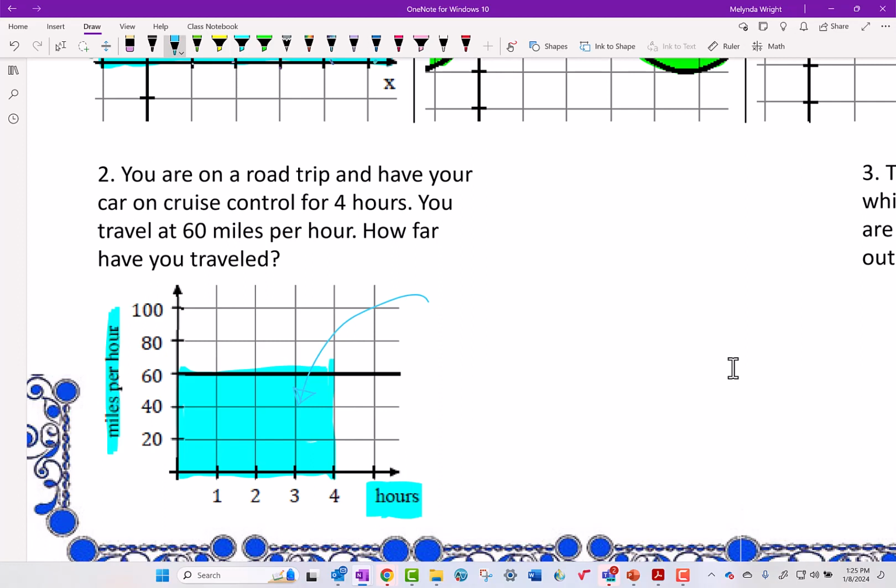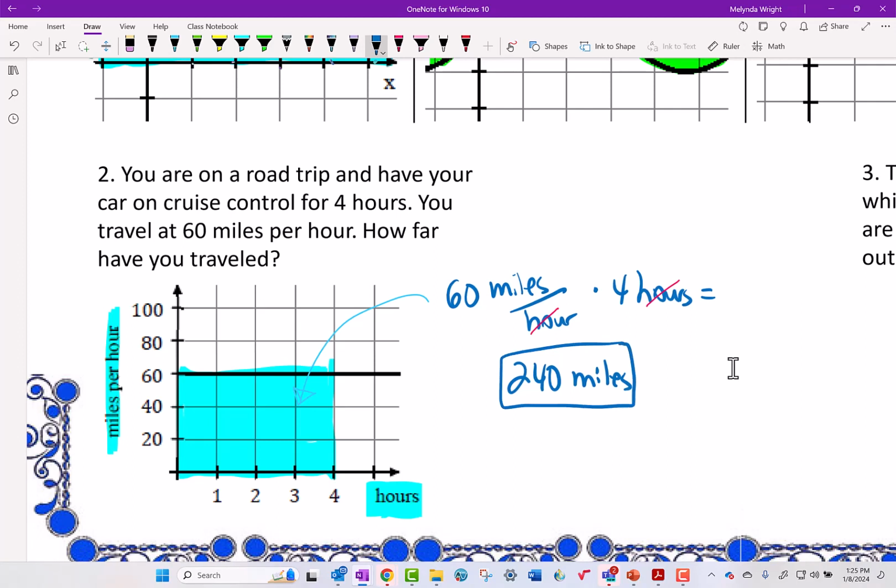So what would we do? Exactly. We would do 60, and let's put the units with it, 60 miles per hour, and we will multiply that by 4 hours. And when we do that, you probably remember from your science classes, dimensional analysis, where those units would go away. Then we would be left with 60 times 4, which is 240, and our units left would be miles.